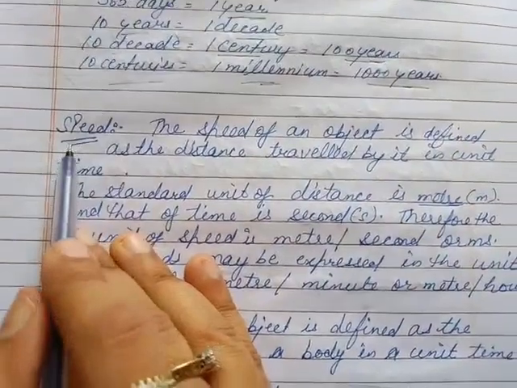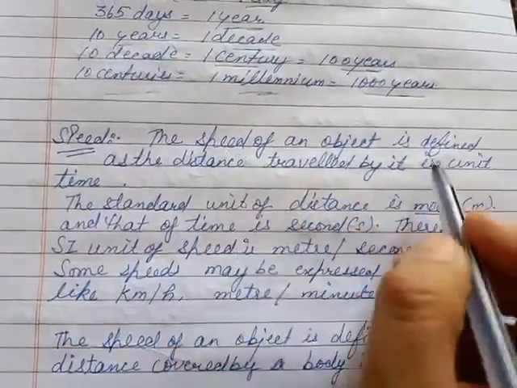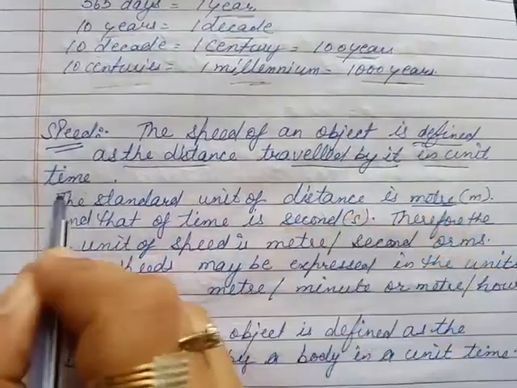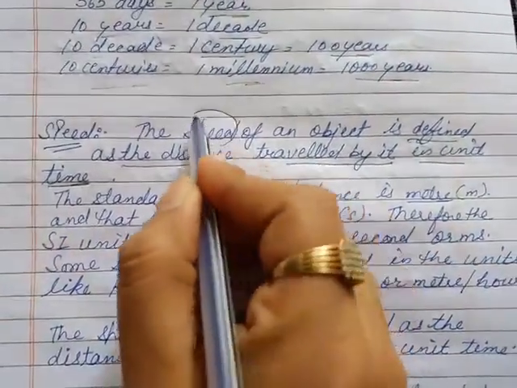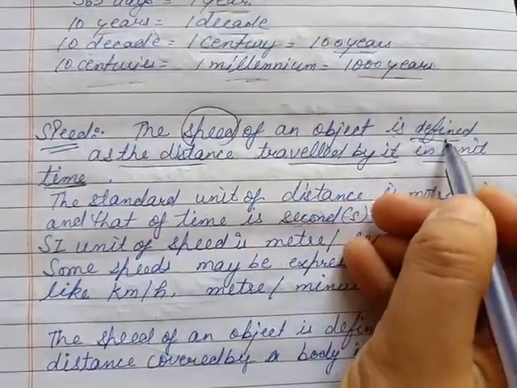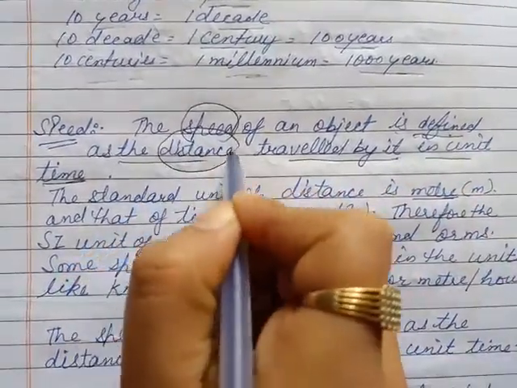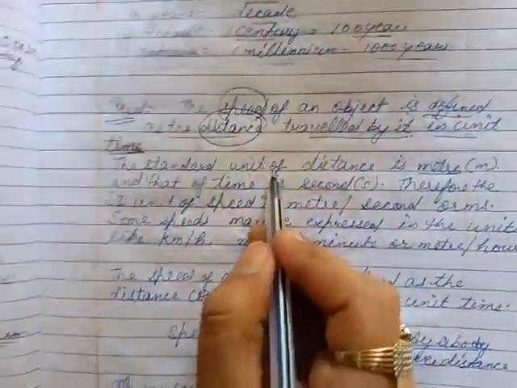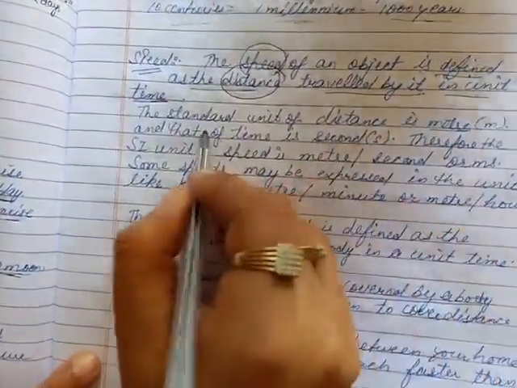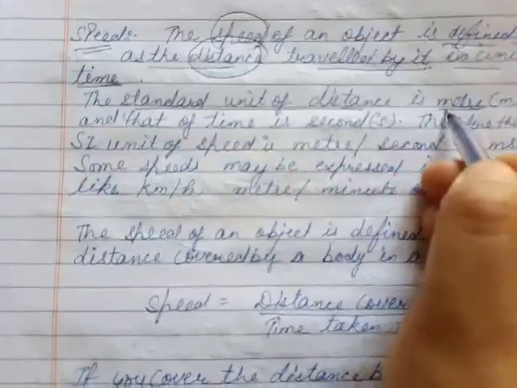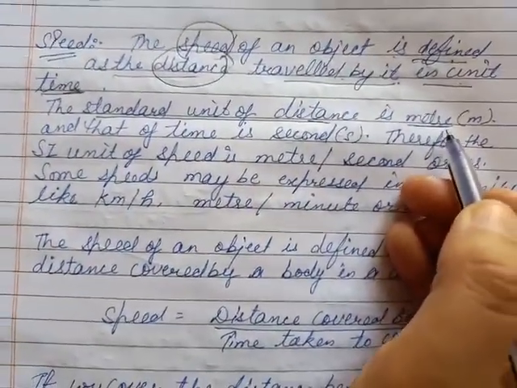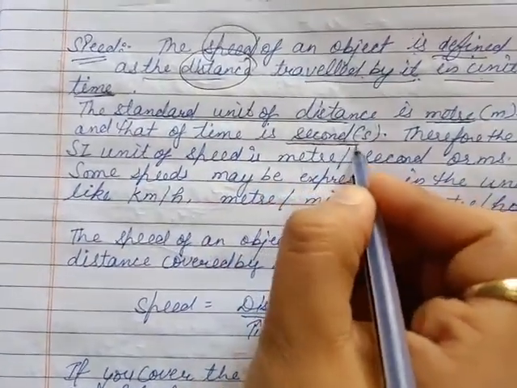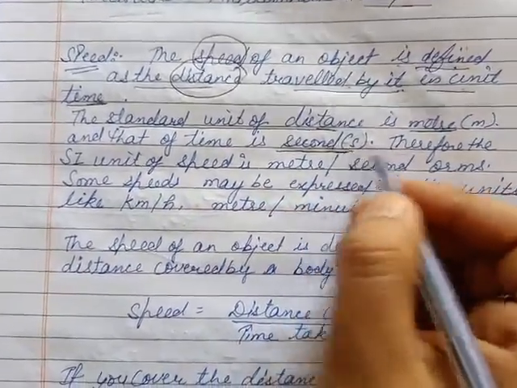Next topic is speed. The speed of an object is defined as the distance travelled by it in unit time. The standard unit of distance is meter. हम स्पीड को मापने के लिए मीटर का यूज़ करते हैं and time is second, और टाइम को हम सेकेंड से मेज़र करते हैं.